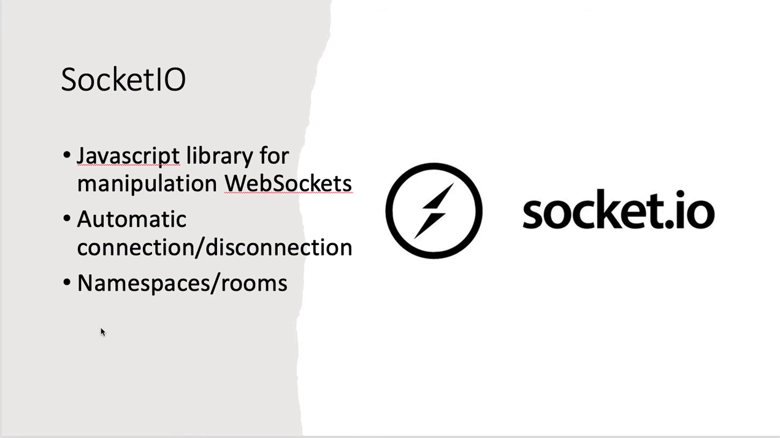Now I'm going to introduce Socket.io. Socket.io is a nicer way of interfacing with WebSockets. It takes WebSockets and makes them a lot easier to use. It's a JavaScript library for manipulating WebSockets. It allows automatic connection and disconnection. And it gives the ability to create things called namespaces or rooms, which is sort of like a group of clients they can talk to.